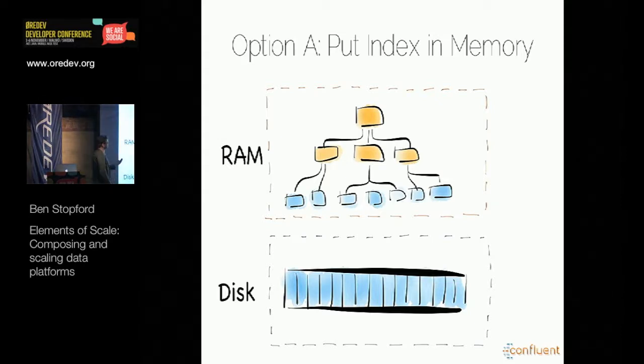The simplest one, and this is the one that most databases do, is to avoid this problem of random writes when we change stuff in our index by sticking the index in RAM. That's pretty obvious, right? It's a very, very simple approach. And that has some pros and some cons.